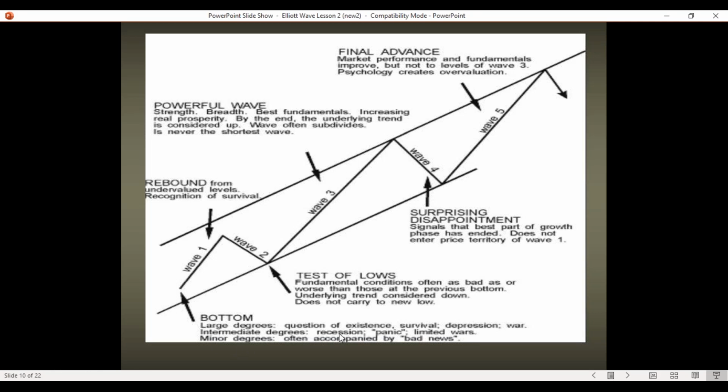On an intermediate degree, you're dealing with recession, more of a panic, or limited wars. I think that the Great Recession, the financial collapse of 2008, was more of an intermediate bottom. I think the Great Depression was more of that large bottom, based on those characteristics.